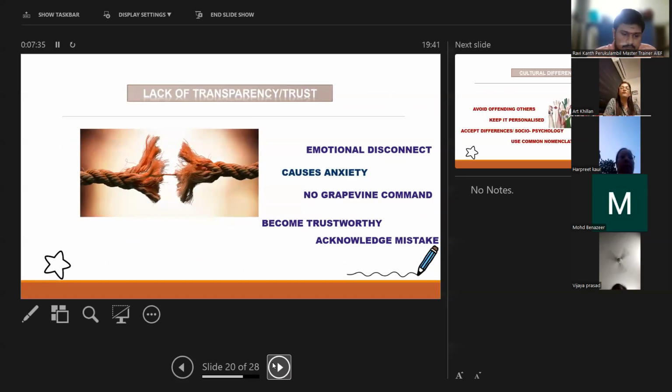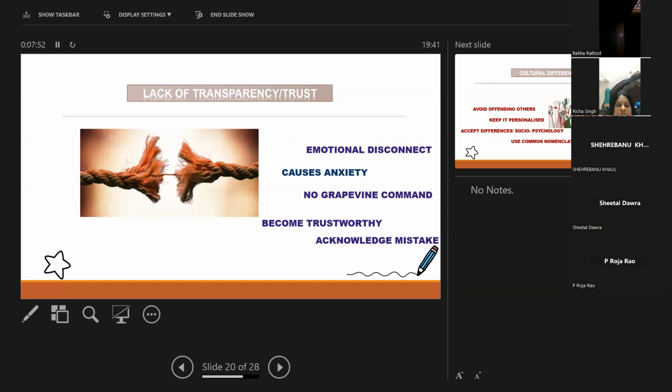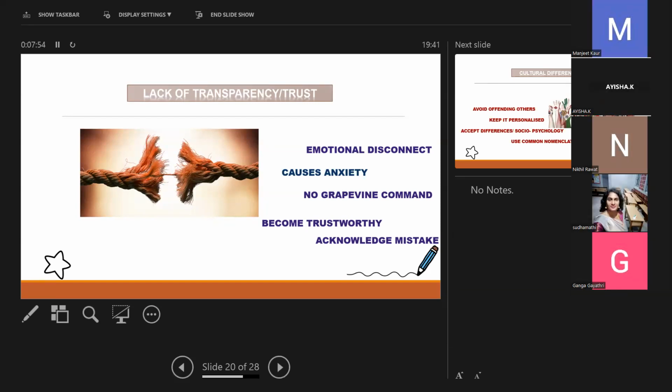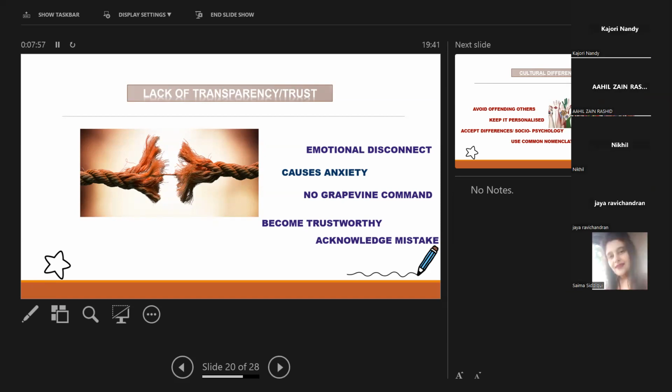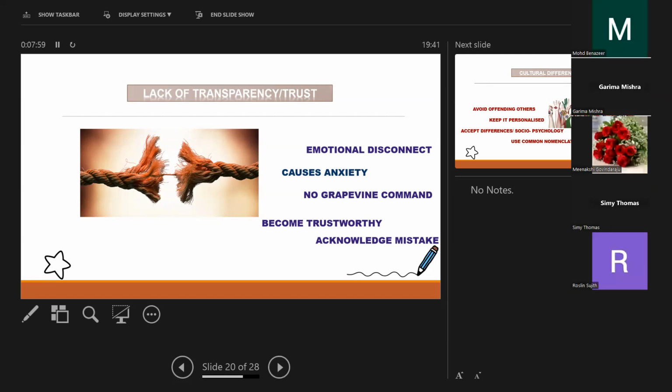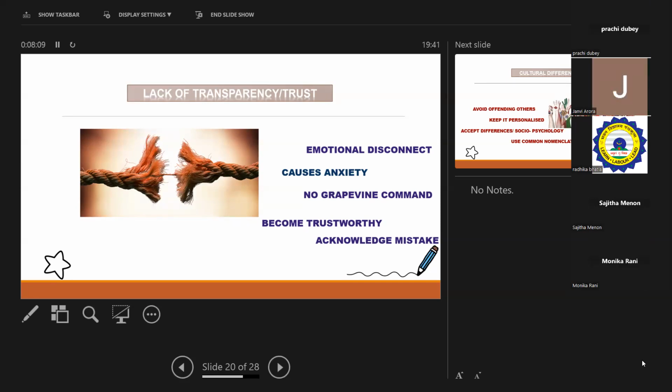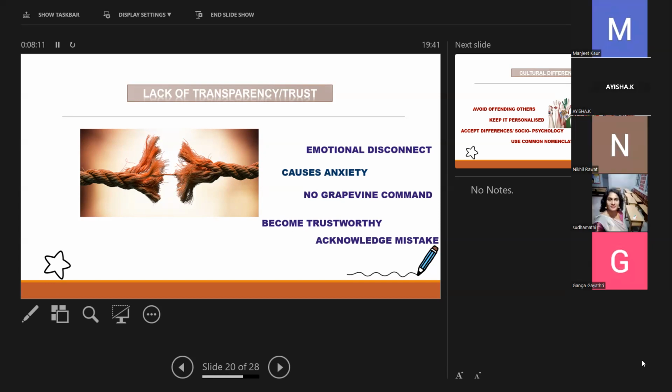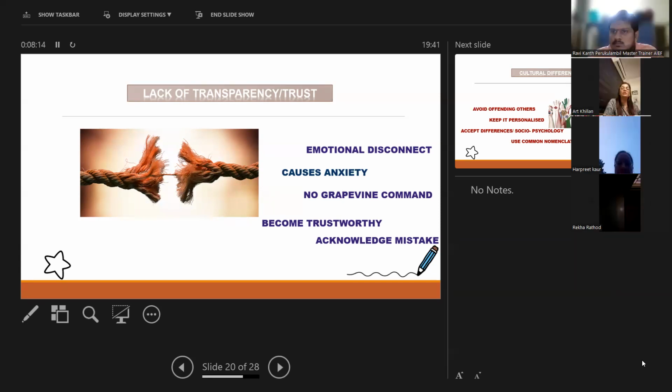This is lack of transparency. Sometimes when we lose trust in our seniors, in our friends, maybe in a relationship, then we have emotional disconnect. Here the communication is affected. It causes anxiety, and because of that anxiety, we are not able to convey what is there in our mind. And most important over here is grapevine command. No grapevine command means a proper hierarchy is not followed. All entangled. We don't know to whom we have to go. There is no definite route of communication. That is called grapevine command.